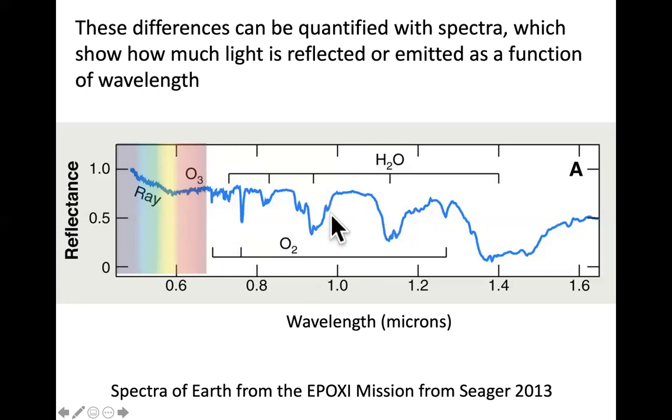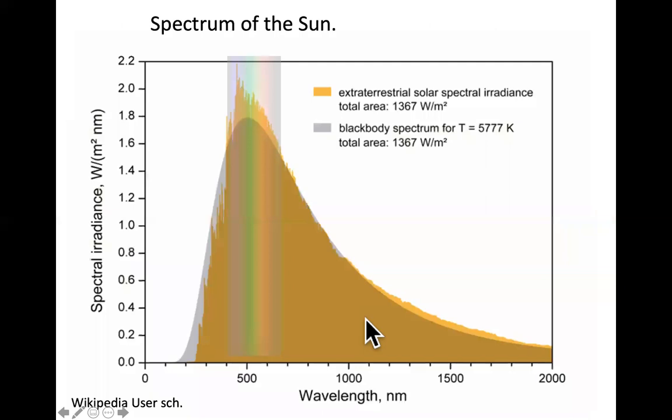Now, we'll talk about the compositional aspects of the spectrum in a bit, but to start with, we should focus on something that's maybe a little simpler: how we can use spectra to look at temperature. And for that, it's better to look at the spectrum not of the Earth, which is of course mostly reflecting sunlight, but of the sun itself. This is the same sort of plot, brightness versus wavelength.